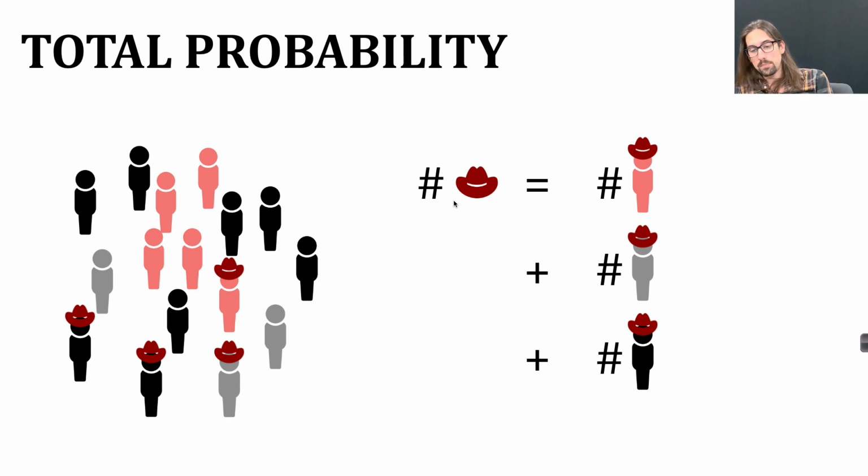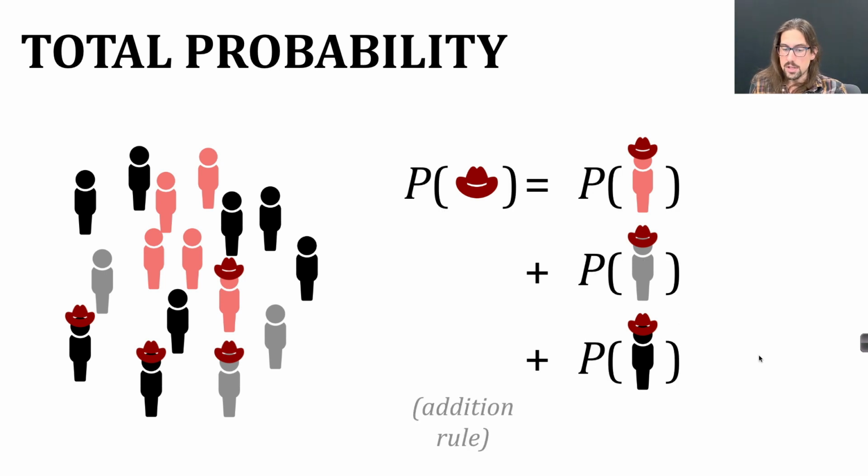Well, if we were counting, it's pretty straightforward. The pink, gray, and black groups are mutually exclusive, so if somebody is pink, they can't be gray. So I know that I won't be double counting anyone. All I need to do is take the total number of people who are pink and wearing hats, add the number of people who are gray and wearing hats, and the number of people who are black and wearing hats. That's it. I just need to add those numbers together.